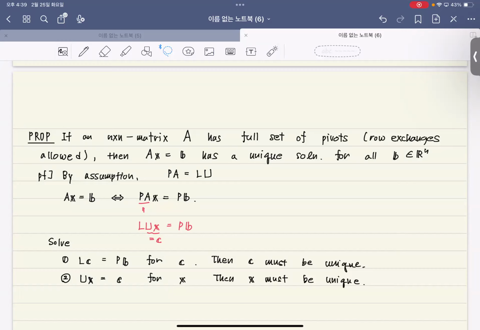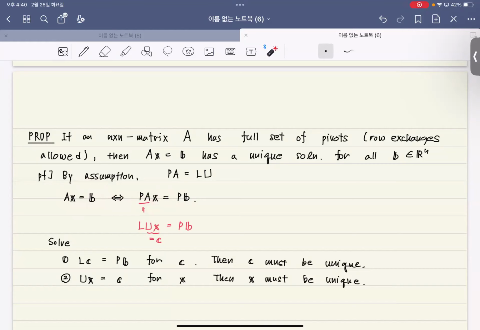Okay, this is easy. Because of this assumption that we have the PA = LU factorization of the matrix A, you will also need to notice that this matrix equation is mathematically equivalent to this matrix equation. You know that P is always an invertible matrix, so if you multiply both sides by P, you get this. Or if you have this equation and multiply both sides by the inverse of P, you get this. So these two are mathematically equivalent, right?